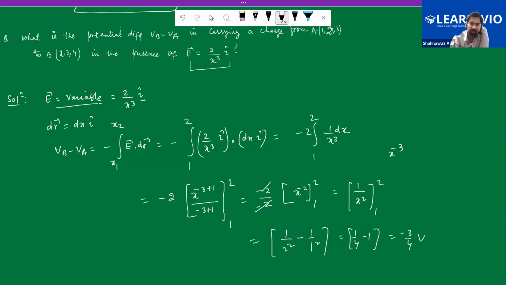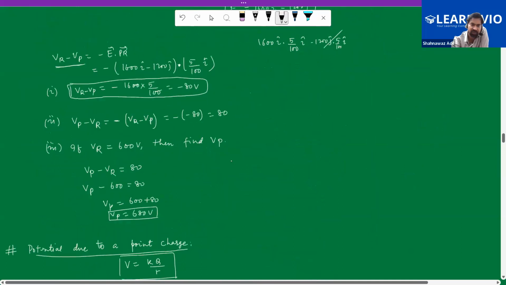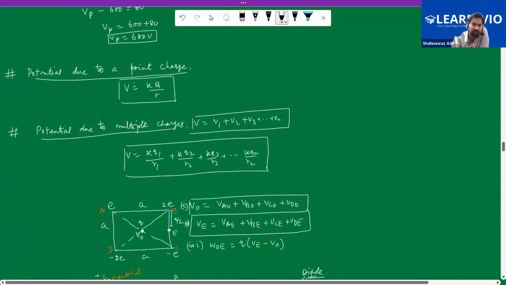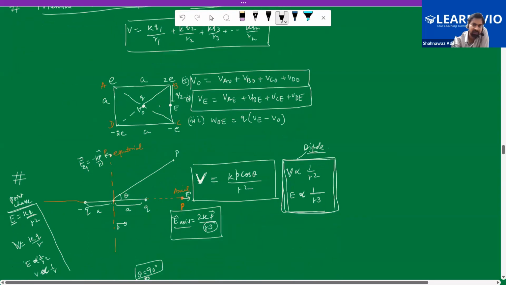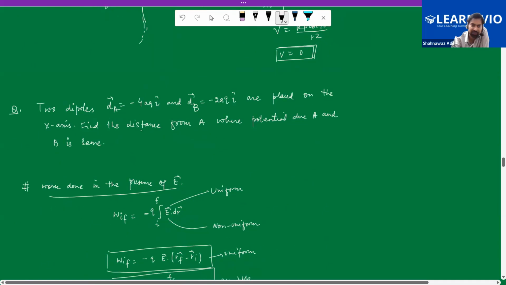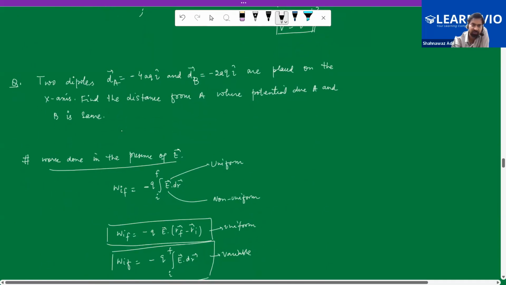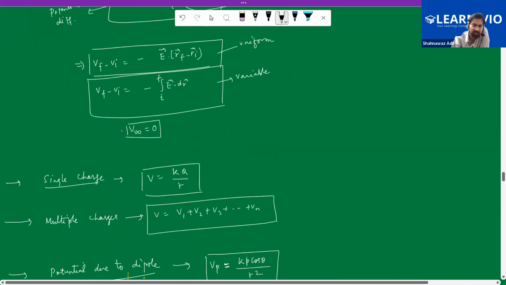Done. Okay, so now let us do some questions on electric potential. So, due to one charge, we already know. So now let us calculate from different charges, right? So this thing we have already understood. Okay. So now let us do another question.